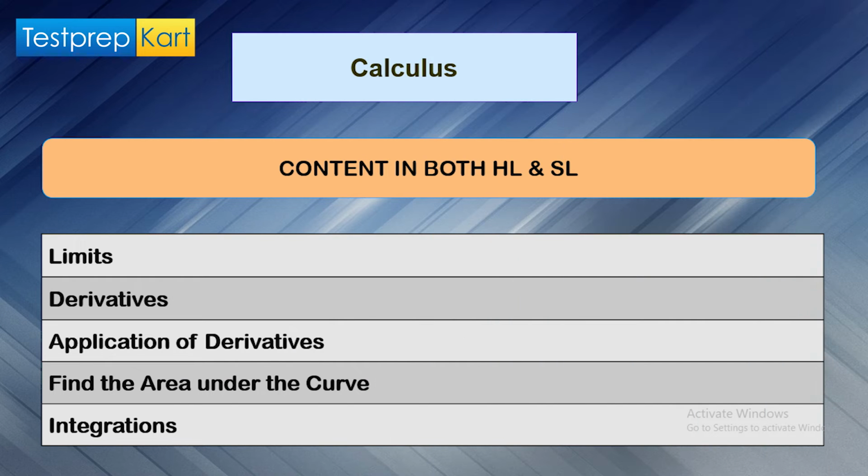But if I talk about the calculus unit, that is unit 5 in the syllabus, there is a big difference between SL and HL. The common topics are limits, derivatives, application of derivatives, finding the area under the curve, then integration. But in HL, you will learn about finding the volume obtained after revolution, which is totally absent in SL. So you can see that HL students have to work a little more in the calculus unit.